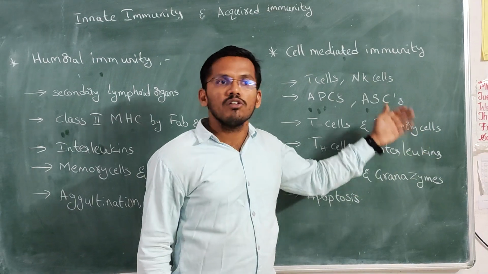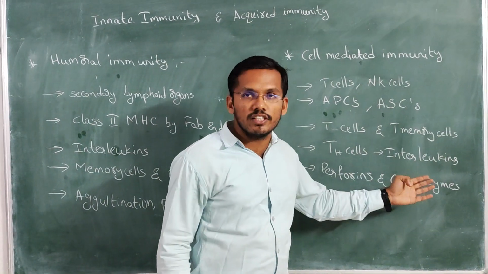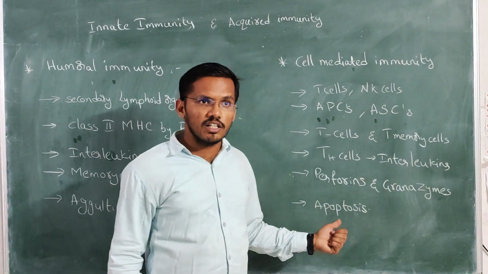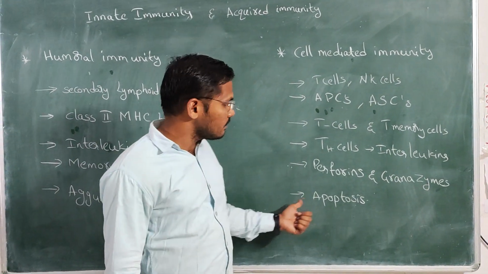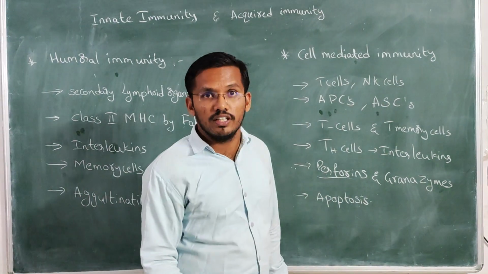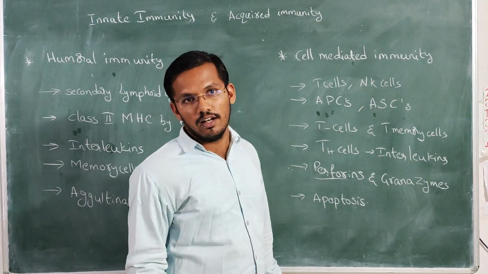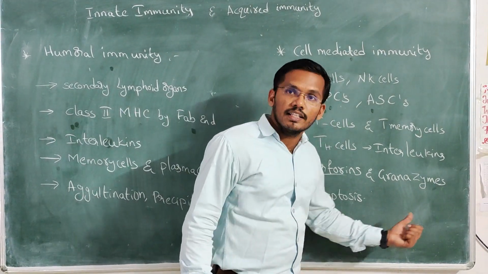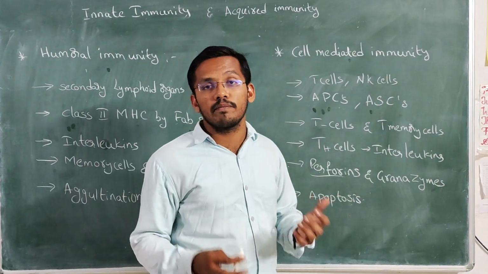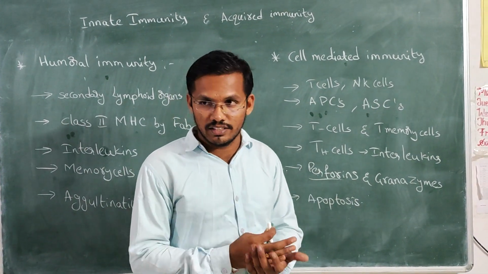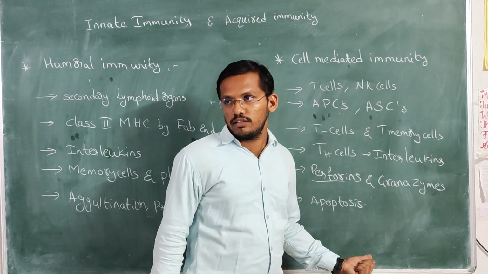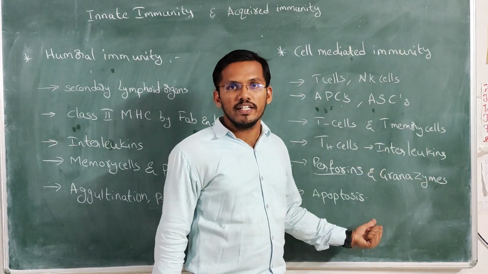The T memory cells will save the information, whereas the TH cells, called T helper cells, will produce the interleukins, and these interleukins in turn will produce perforins and granzymes. Perforins, the name itself suggests perforation, meaning they cause holes in the cell. After the holes are made, the granzymes enter those holes and kill the bacteria and microorganisms present in the cell, which causes apoptosis, that is nothing but cell death. This is how cell-mediated immunity takes place. Thank you.